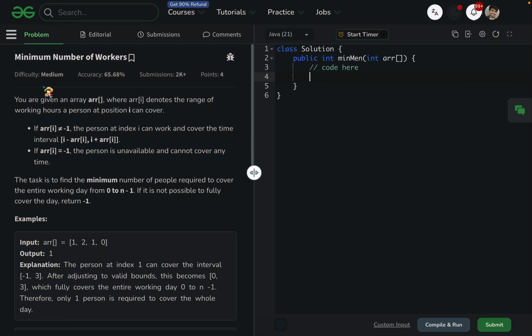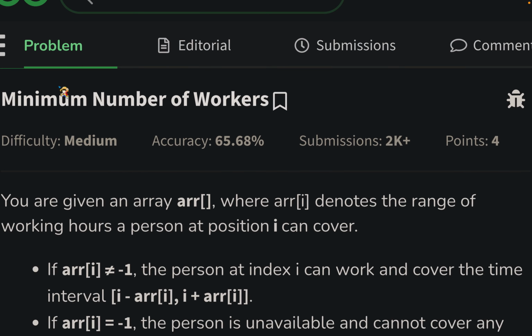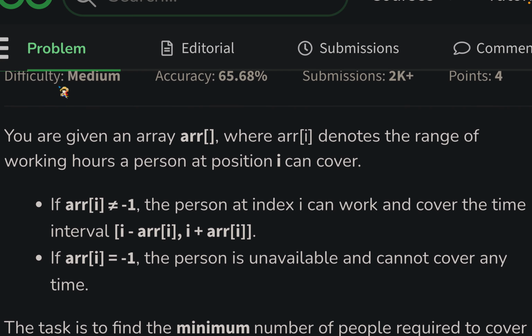Hello everyone, and today we'll be seeing one of the problems from Geeks for Geeks.